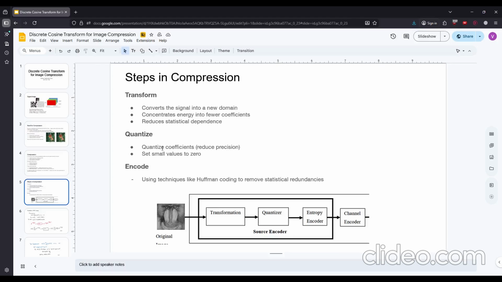After transformation, quantization is applied, which reduces the precision of the transform coefficients and is the main source of compression in lossy methods. Finally, entropy coding is performed to remove statistical redundancy by encoding the quantized coefficients efficiently using techniques such as run-length coding or Huffman coding. Together, these steps systematically reduce both perceptual and statistical redundancies, resulting in a compressed representation of the image.